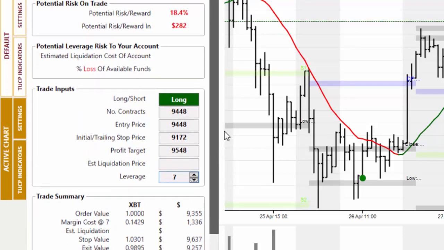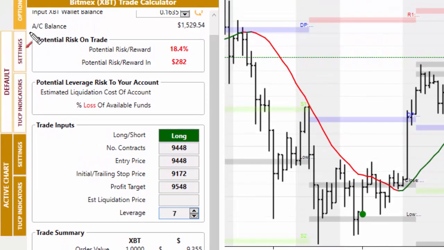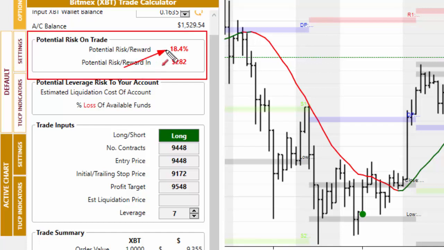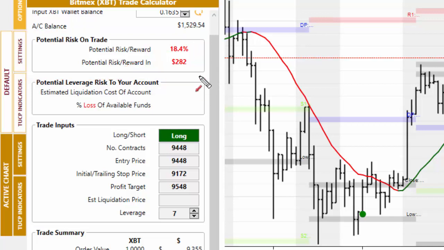And of course, what you've got to note here as well is that the potential risk on this trade at the moment is 18% of available funds, which would be financial suicide. We don't want to do that. And that's because I've opted to trade a full Bitcoin. But again, I'm just showing you how, by playing around with these figures, you get a real world idea in something that you are familiar with.